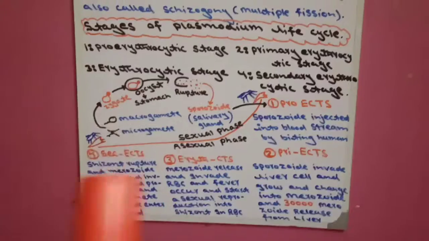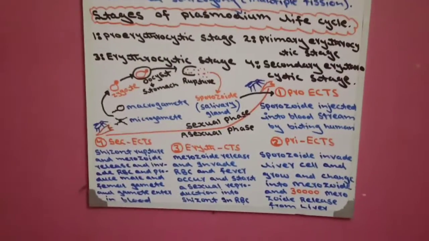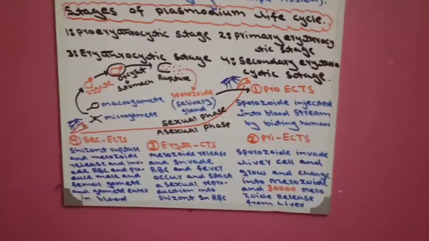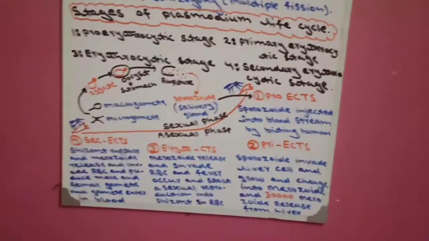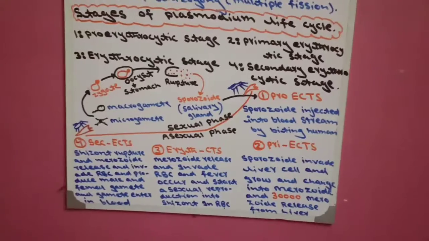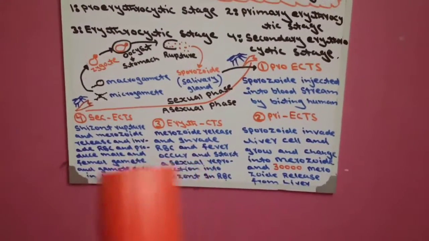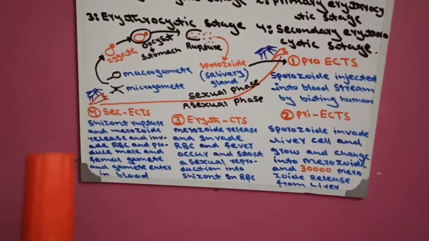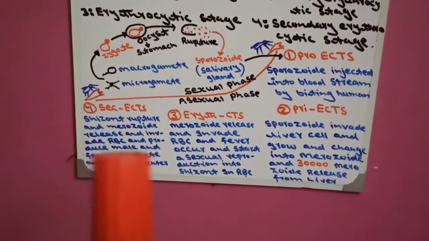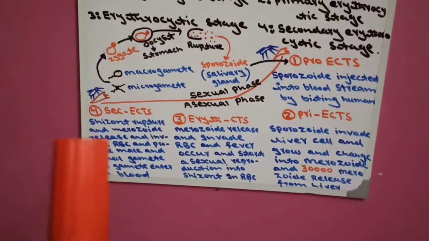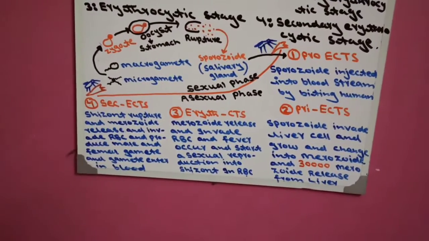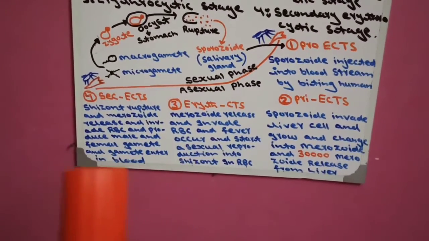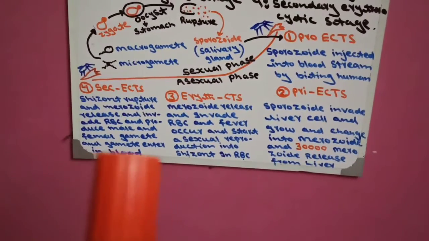Now the fourth is the secondary erythrocytic stage. In the secondary erythrocytic stage, the schizont ruptures and merozoites are released. Meaning there will be release of multiple merozoites, because here one cell of merozoite divides. Now in the secondary erythrocytic stage, the schizont ruptures and merozoites are released and enter into the bloodstream, and again invade RBC and produce male and female gametes, and the gametes enter into the blood.